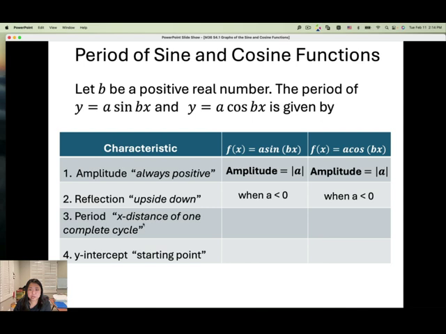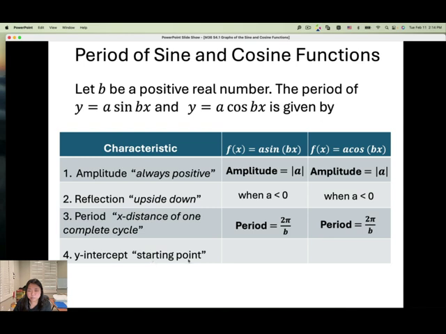And then the period, the x distance of one complete cycle. How can we find the period? Period will be equal to 2 pi over b. Okay, 2 pi over b. We're going to find your b here. Same idea with the cosine.